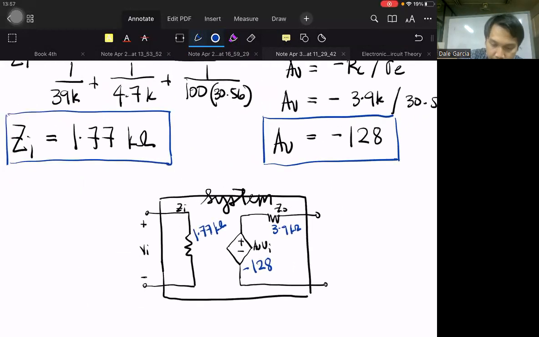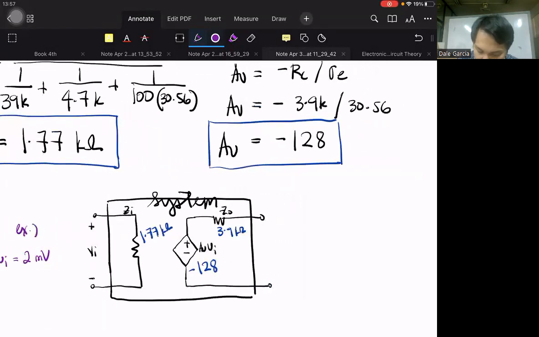So let's just say, for example, this is a very simplistic example, but accurate nonetheless. Let's say our input voltage is 2 millivolts. So we'd expect an output voltage of 2 millivolts multiplied by the gain of negative 128.